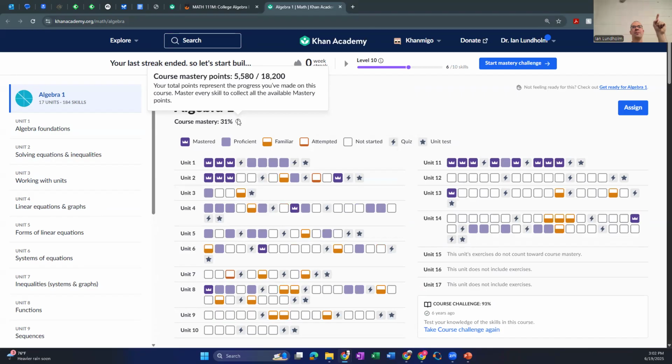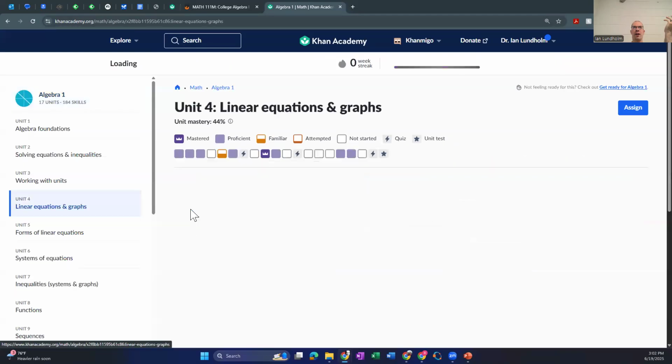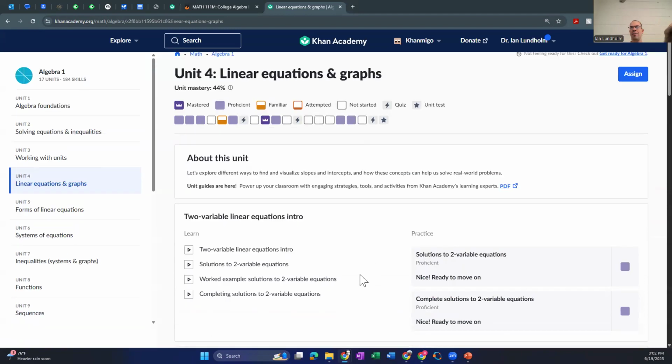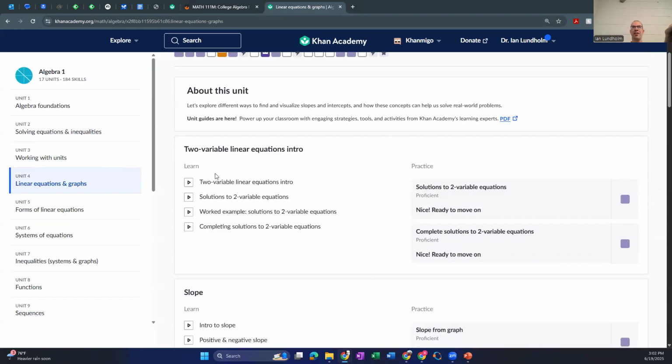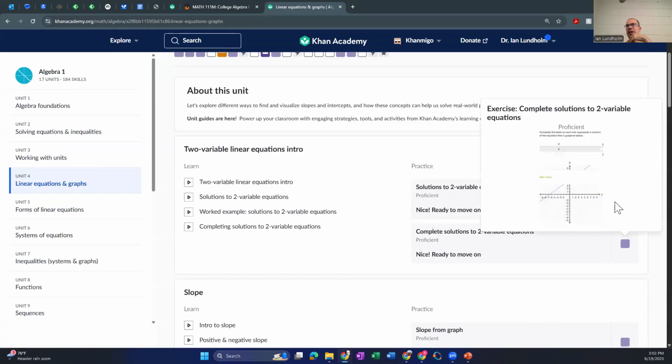But yeah, let's go to unit 4 here. I'll click on unit 4, linear equations and graphs, classic. When you go into a unit, you're going to see on the left-hand side, there are some videos. You are welcome to watch these videos, but you don't have to. It's not part of the assignment. What we do want to focus on is getting these up.